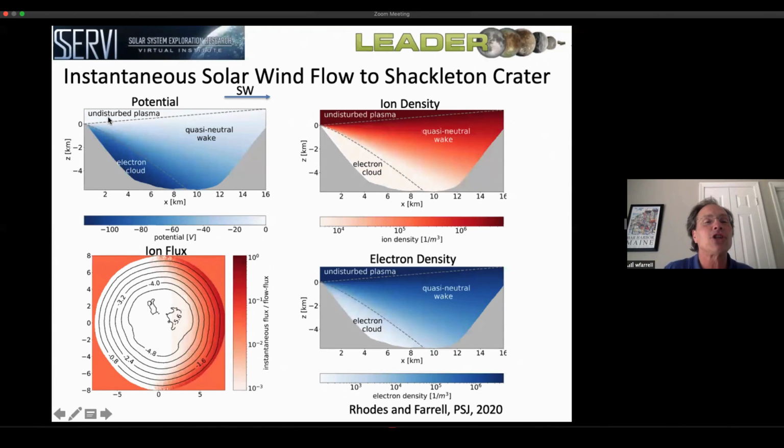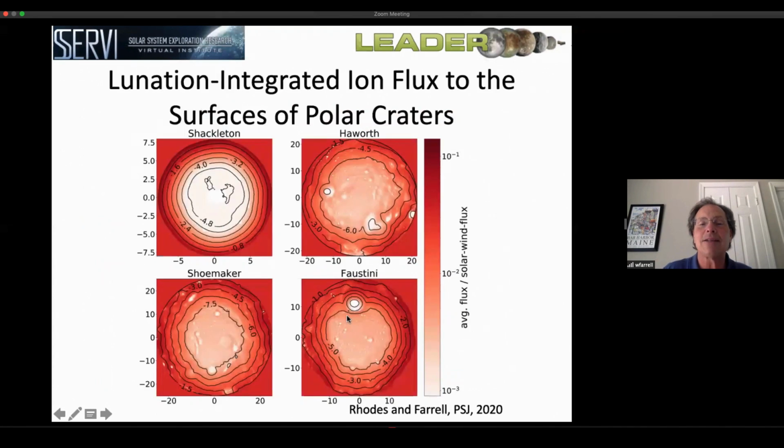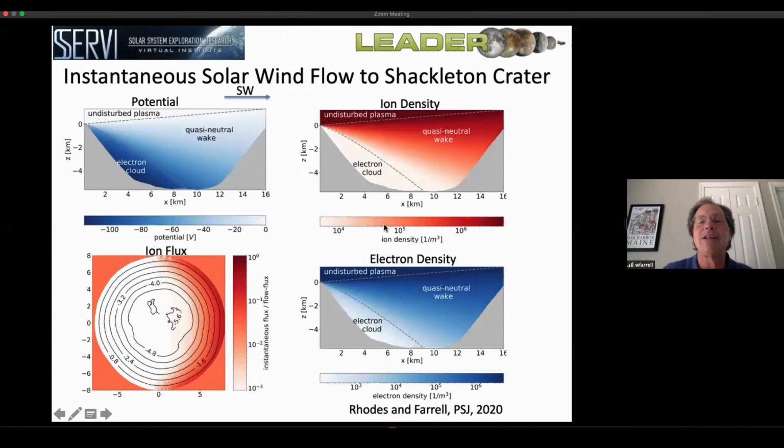And you can see again in Shackleton, you can get on the leeward edge of the flow large negative potentials up in the upper left of minus 100 volts or so in that leeward edge, and you see the density. You see the density dropout on that leeward edge. Also, what you can see here in the lower left-hand panel is the ion flux, showing that the ions do in fact hit that far wall, but don't hit that leeward wall.